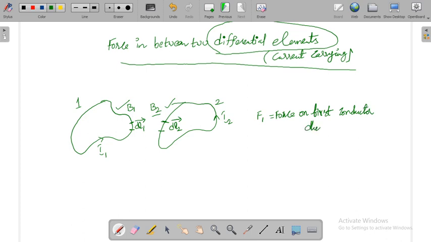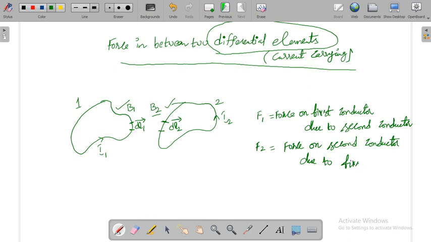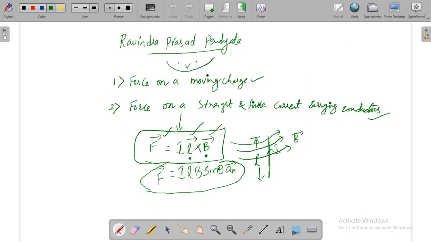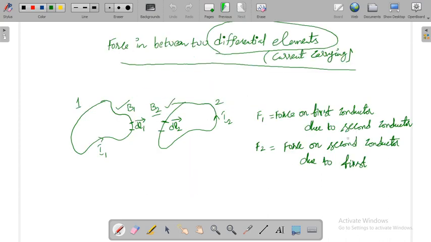due to the magnetic field produced by the second conductor. So F1 I am assuming as force on first conductor due to second conductor. Similarly, F2 is nothing but force on second conductor. What is F2? Force on second conductor due to first conductor.